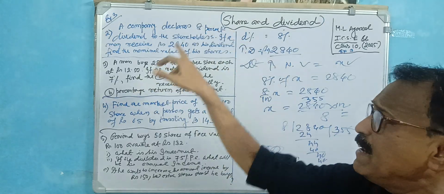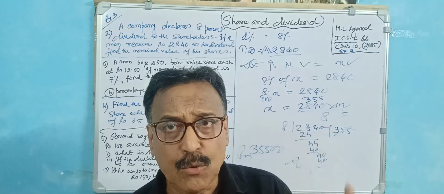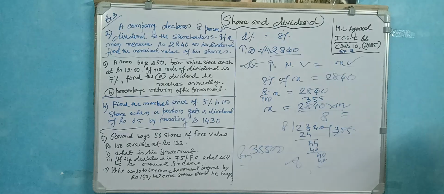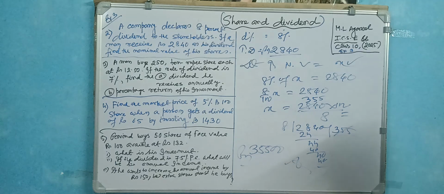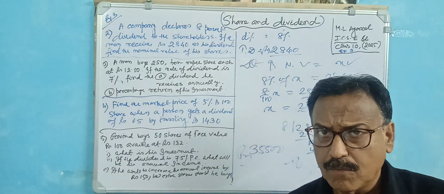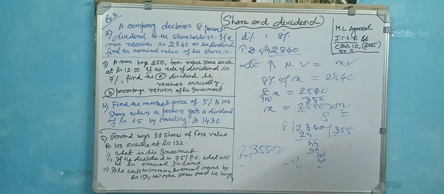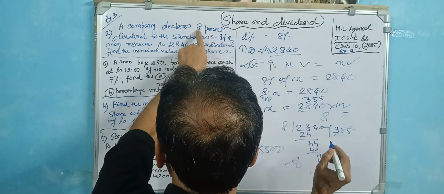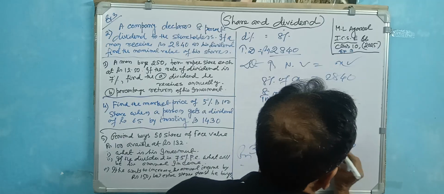Actually, the inner meaning is 8% dividend. That means per share it is rupees 8. You can also calculate the number of shares from here, though that is not the question. Each share's nominal value is 100. If you just divide the total dividend 2840 by 8, what is the number of shares?